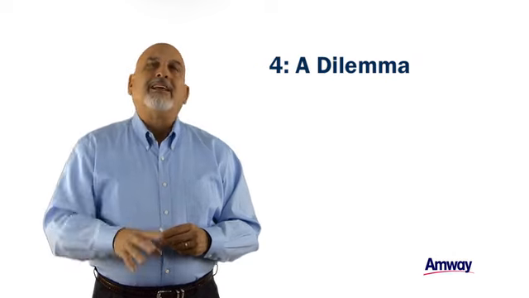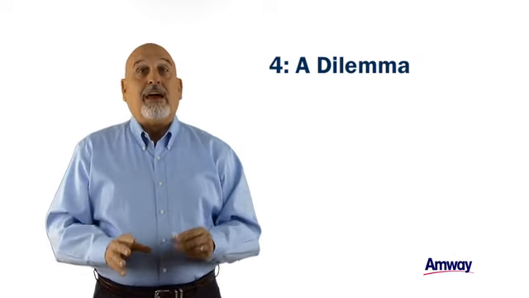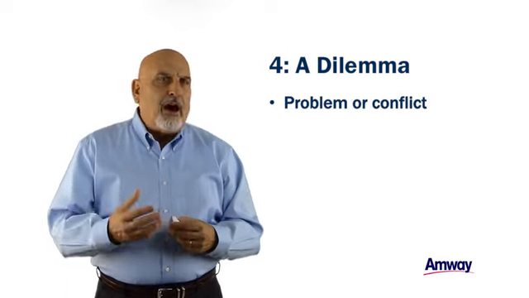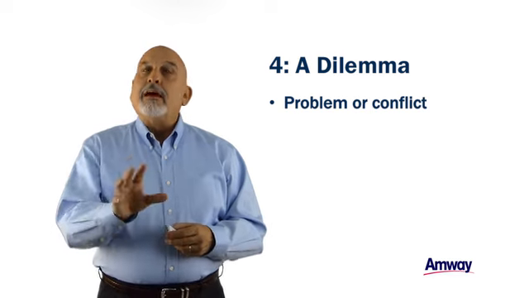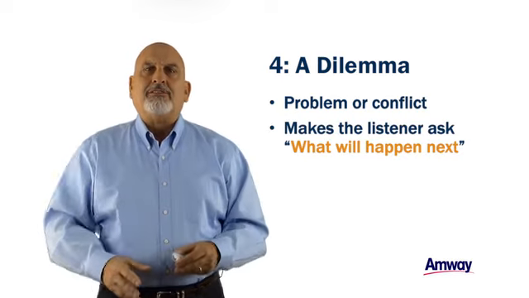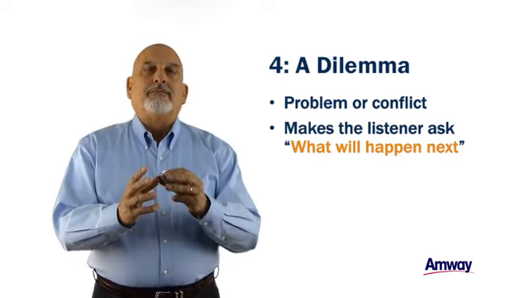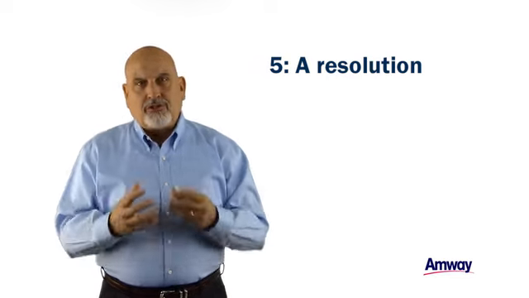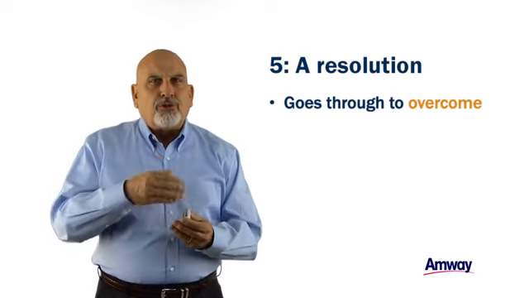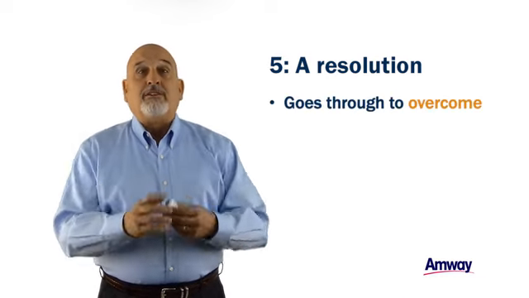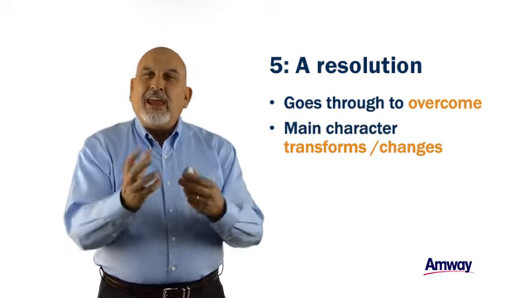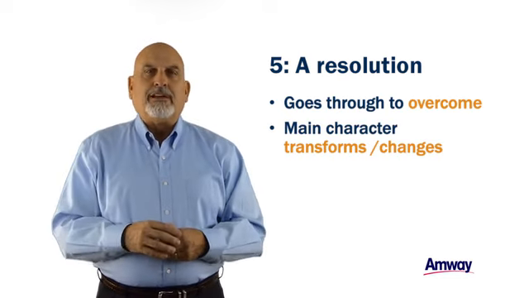And then 4, a dilemma. Really effective stories have a dilemma, a problem, or a conflict that needs to be solved, worked out in some way. The dilemma in your story is what makes the listener wonder, what will happen next? It creates drama. Number 5, a resolution. As a story progresses, it shows what the main character goes through to overcome the dilemma or the conflict. It's through this process that the main character transforms or changes as a result of the dilemma or the conflict.